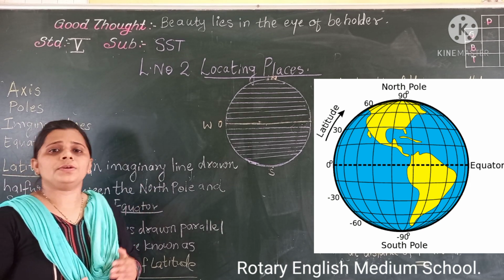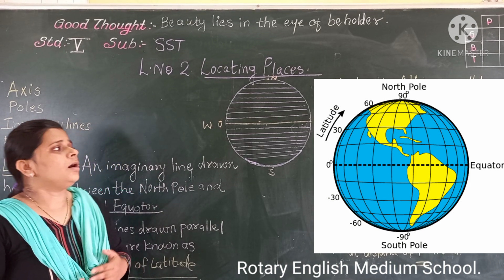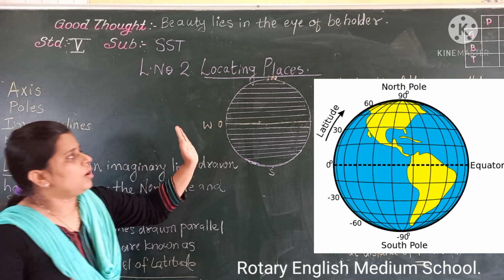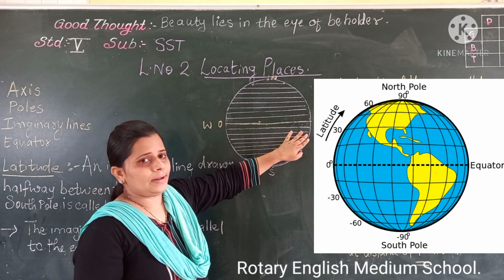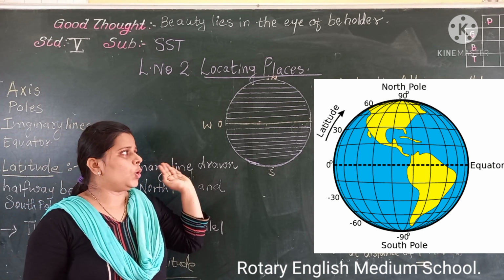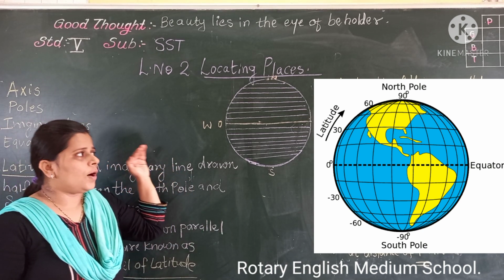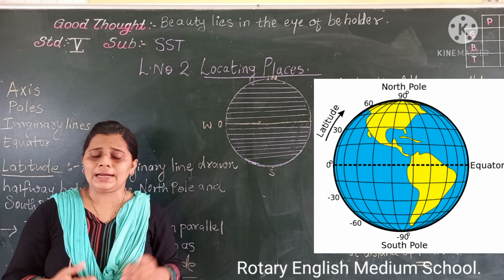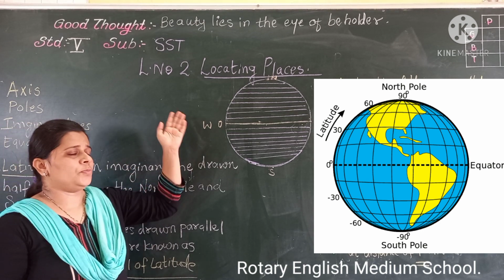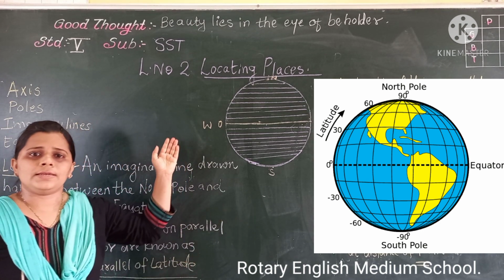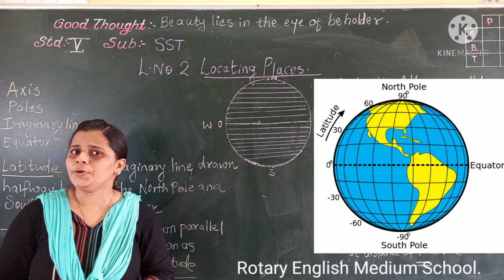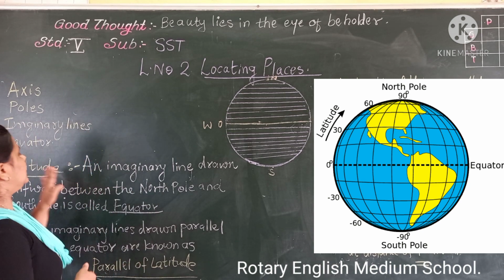So students, last video we talked about the imaginary lines drawn horizontally and vertically. The lines drawn on a globe horizontally are latitude, right? And the lines drawn vertically from North Pole to South Pole are longitude. Now today we are going to talk in detail about latitude.